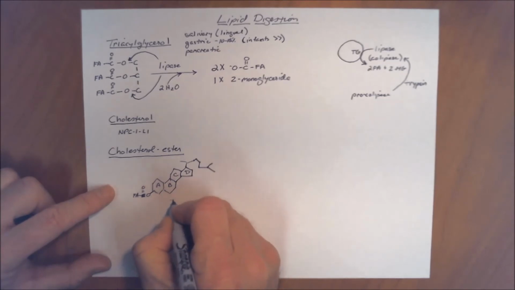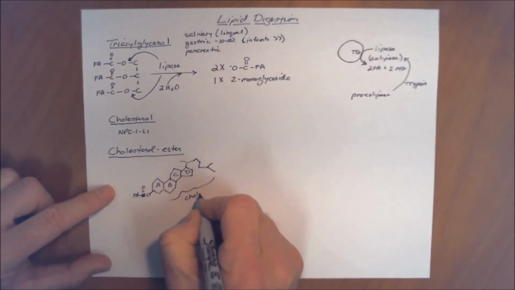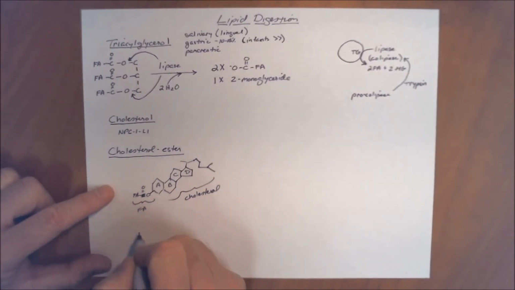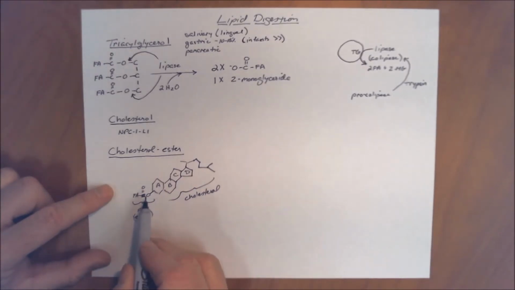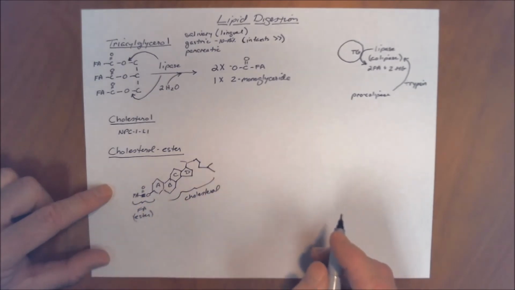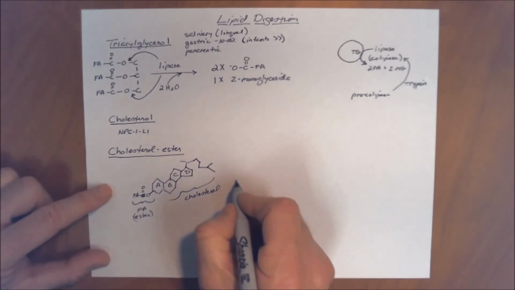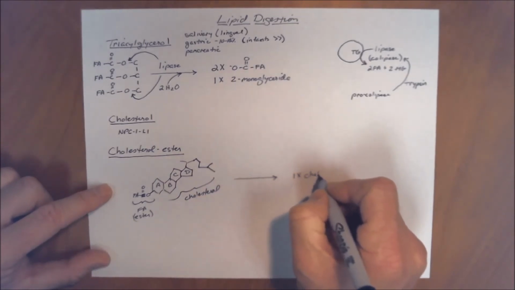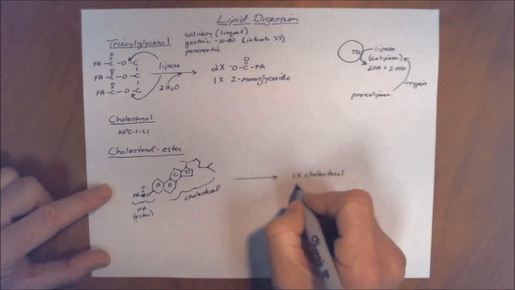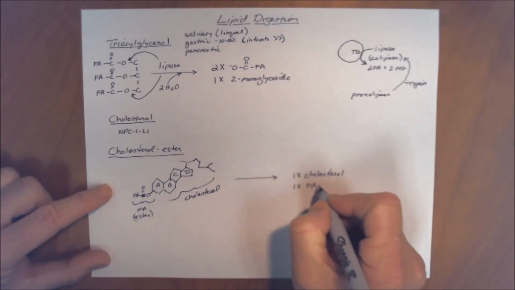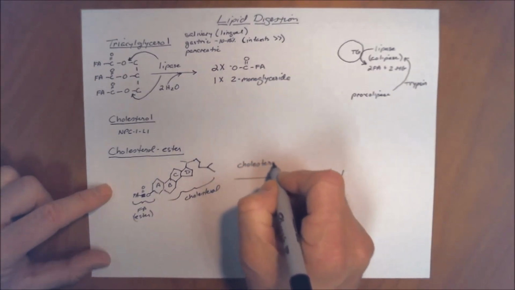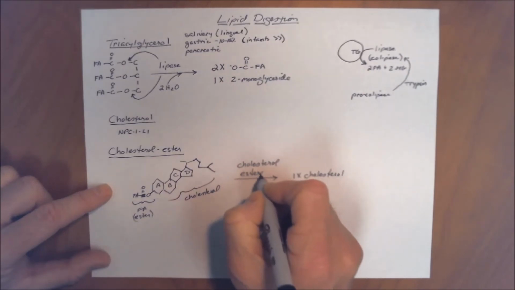We have a cholesterol backbone, and we have a fatty acid structure, which is considered the ester portion because this is an ester linkage between the carbon and oxygen. In order to generate the digestion products, which is one cholesterol molecule and one fatty acid, the enzyme we are going to use is cholesterol esterase.